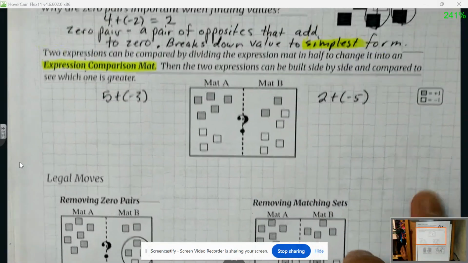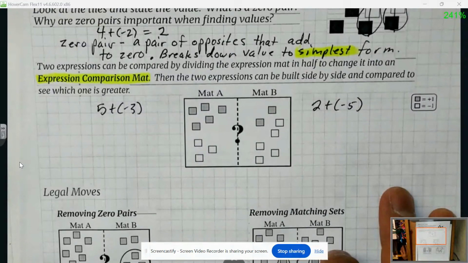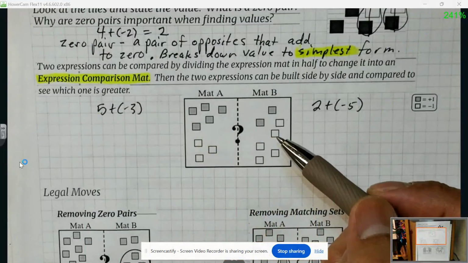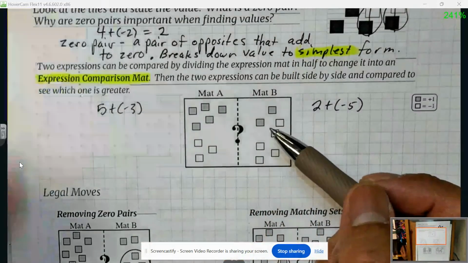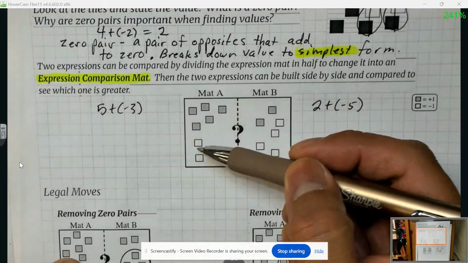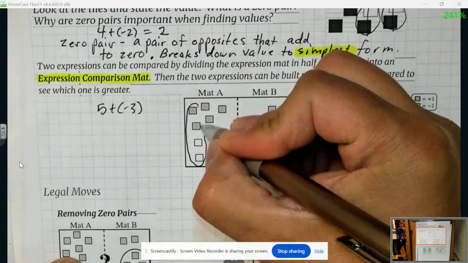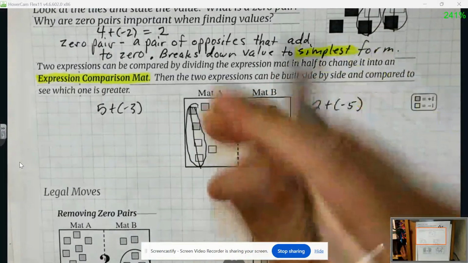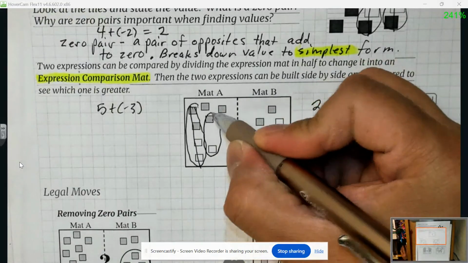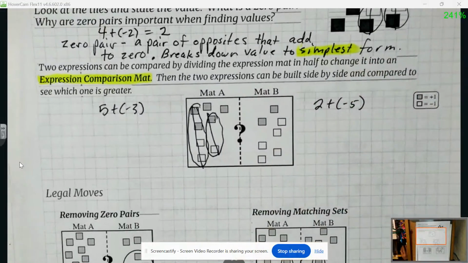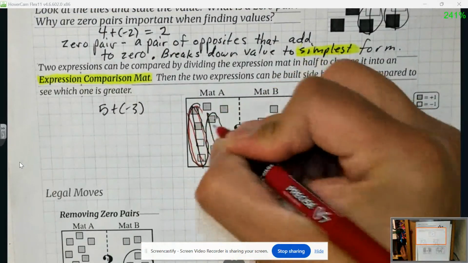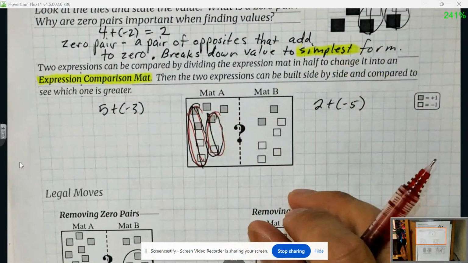And now what we're going to do is what's called a legal move. This is our first legal move. We're going to remove zeros from the left and the right. First, we look at mat A, and you have 2 positives and 2 negatives, right? And a positive 2 plus negative 2 is equal to 0. Any other opposites, we have here a positive 1 and a negative 1, and those are 0. If you remember from a previous lesson, this is how we show zero pairs. Zero pairs are circled and crossed out.